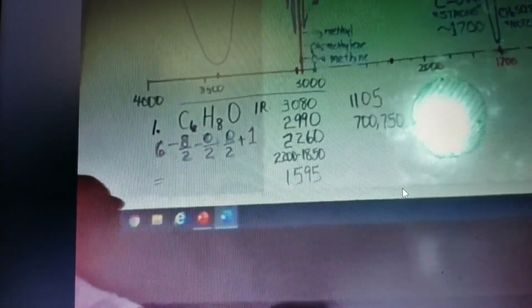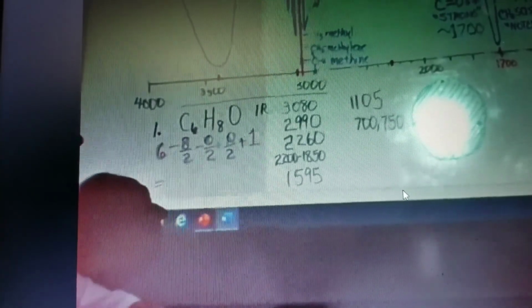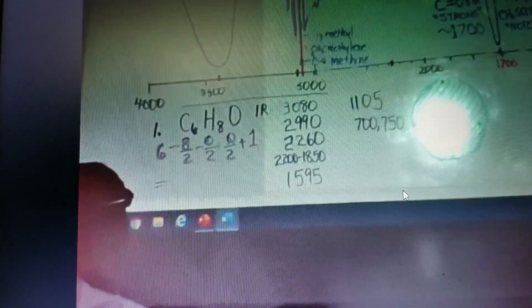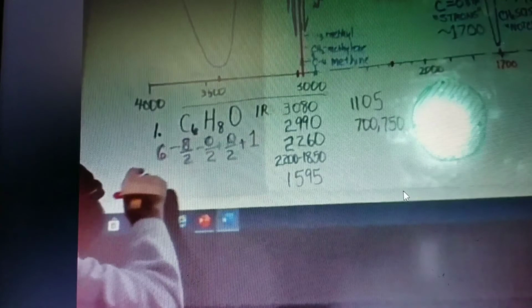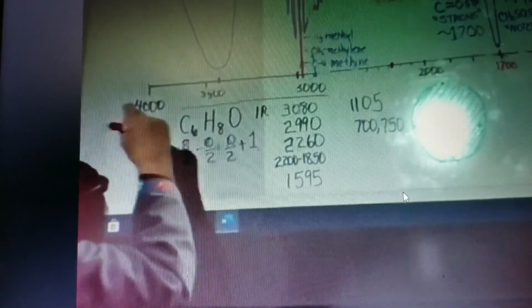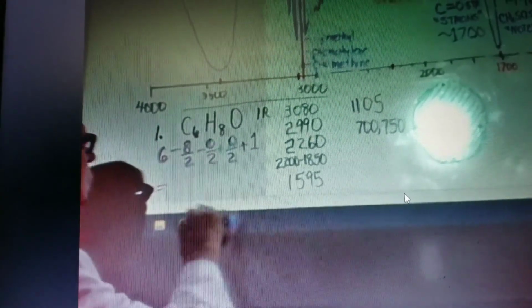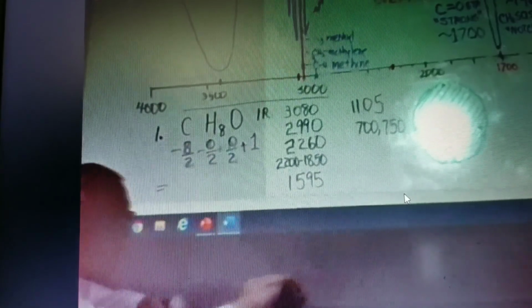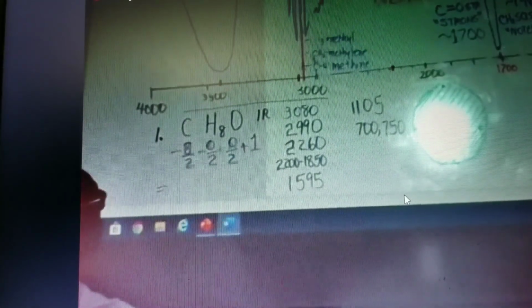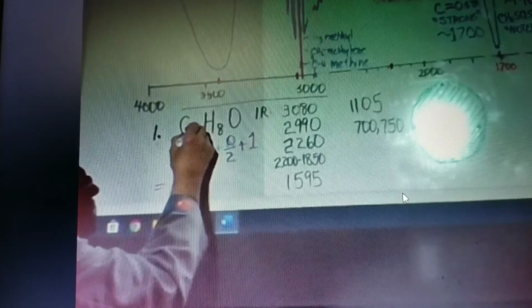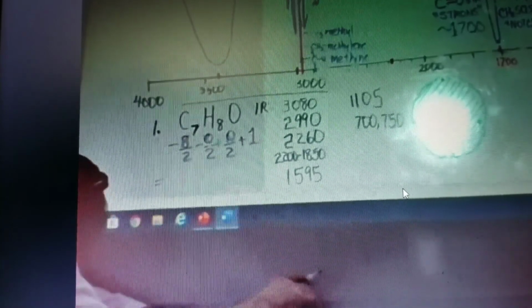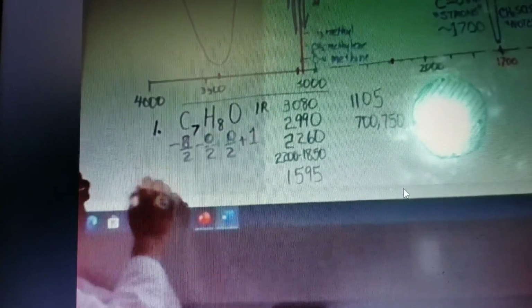What did I do wrong? The math looks right. We have 6 carbons, 8 hydrogens over 2 is 4. 6 carbons. Oh, carbons. That's what's wrong. See, if you don't have the right formula, boy, you can really go nuts. 7 carbons. There we go. There are 7 carbons.